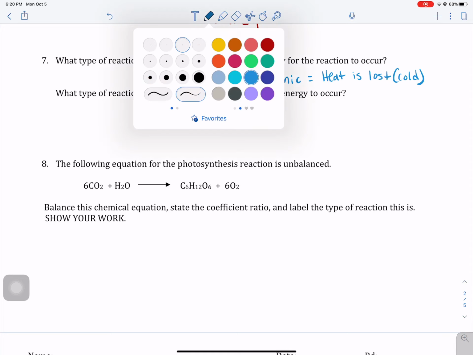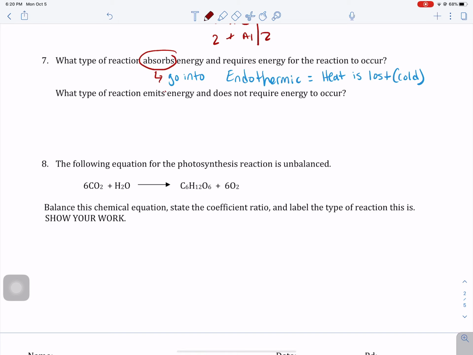Okay, so now we're going to look at the next one. So it says emits. Okay, so this means releases or exits. Okay, so I'm going to keep writing in red. So if it releases or exits, that means you're actually going to feel the heat. So it's released from the reaction. So this is exothermic. So heat is released. Okay? So that's the difference between the two.